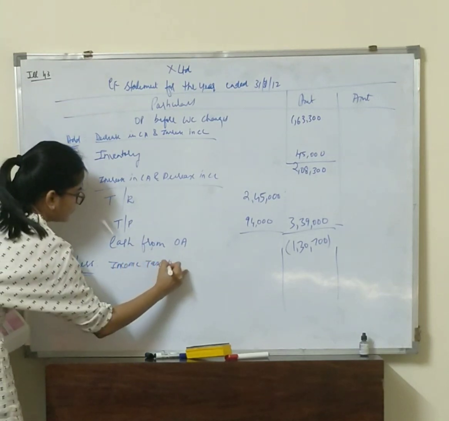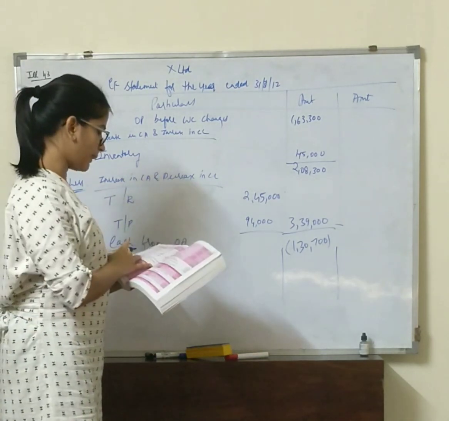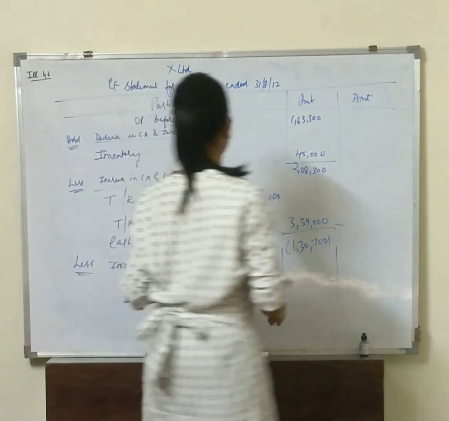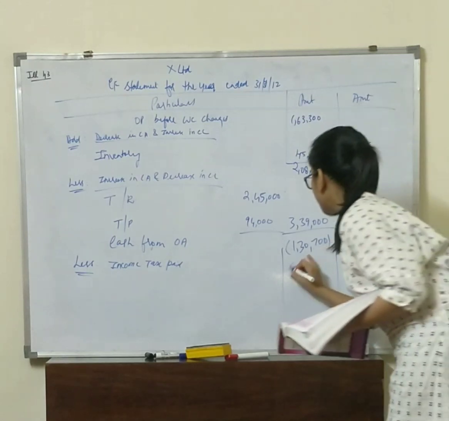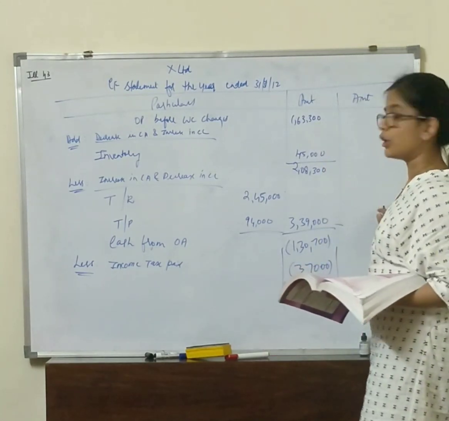What is our tax paid? Go to the provision for taxation account. On the debit side, we got a balancing figure of 37,000. So it will be minus 37,000. Why minus? Because it is a cash outflow.